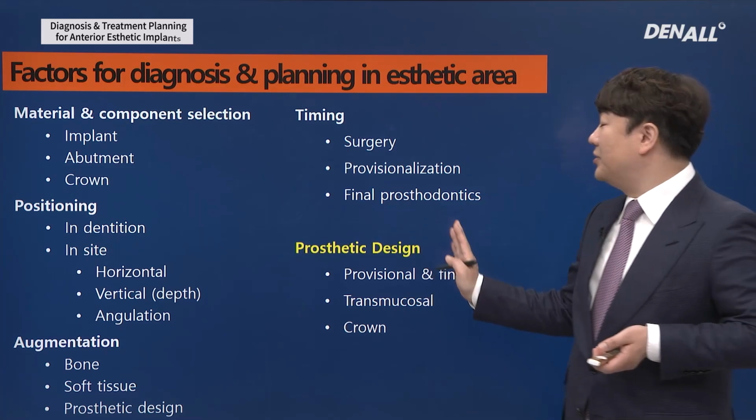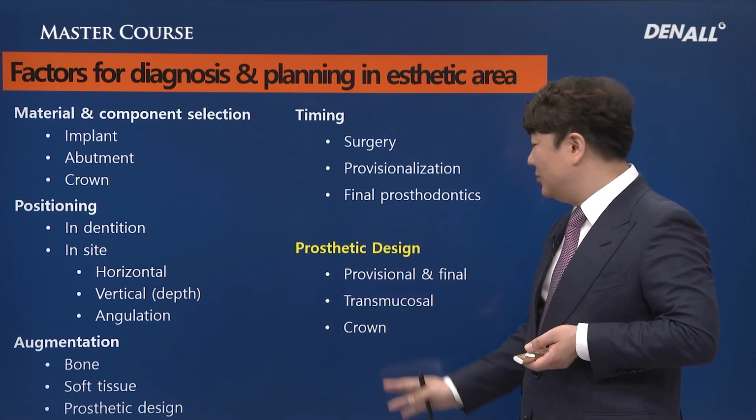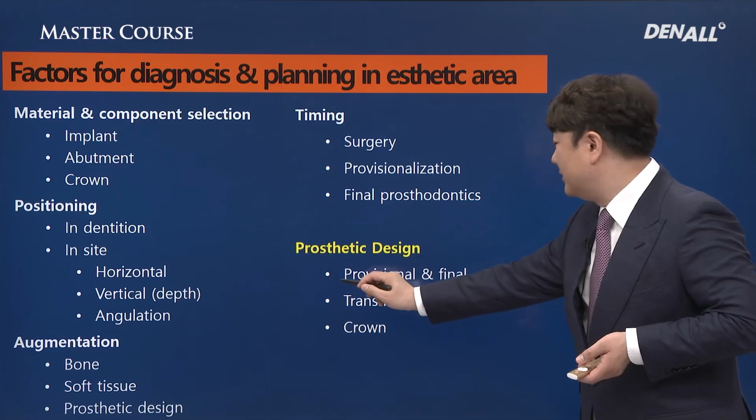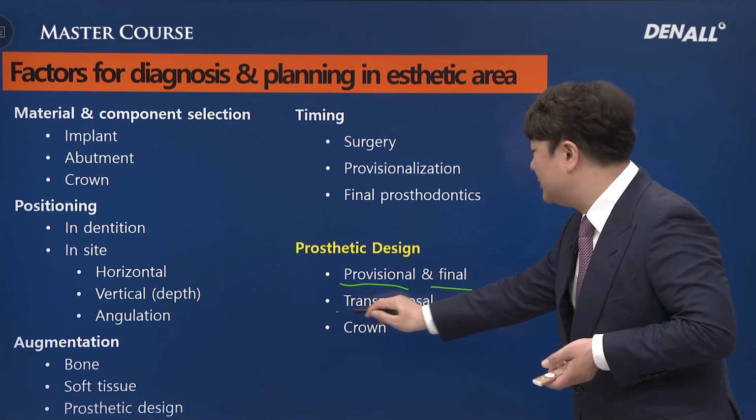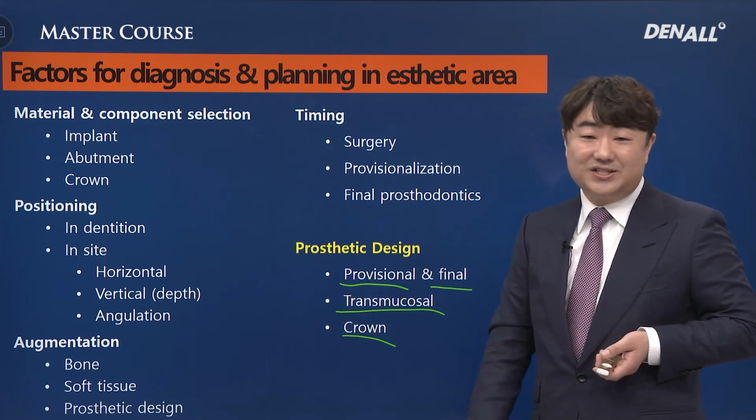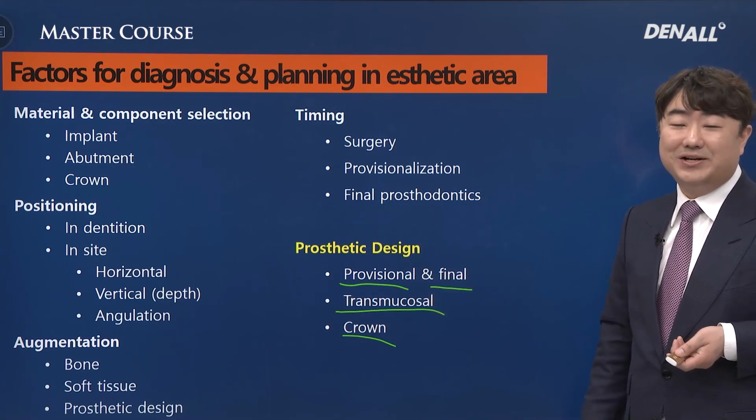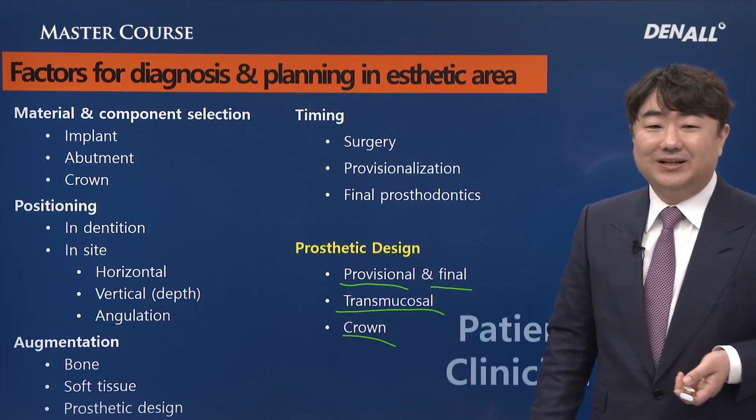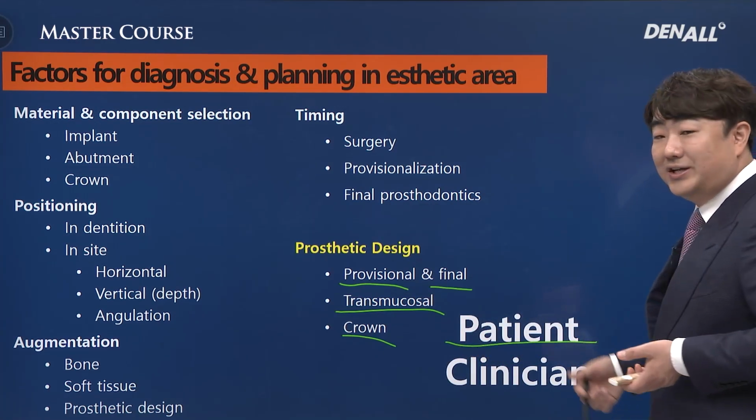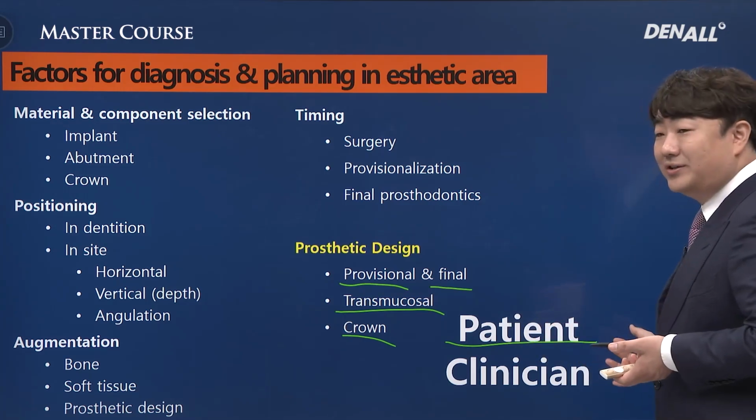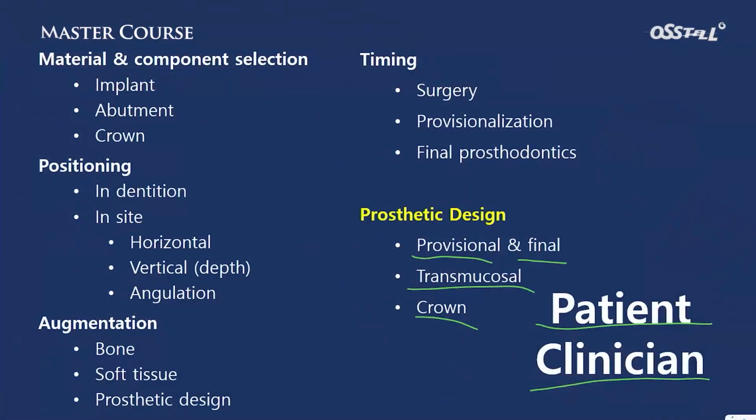I've already mentioned that more so than the material, design is important. Next time I'll discuss the design of temporary and final prostheses and how to design the transmucosal area as well as the crown. Of course, the patient's health and other conditions along with the clinician's surgical skills are crucial factors.